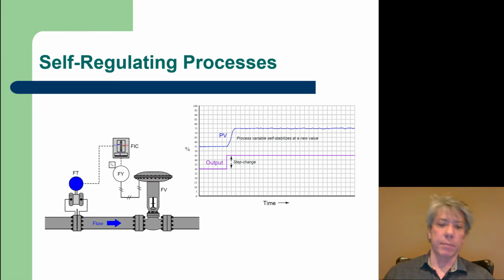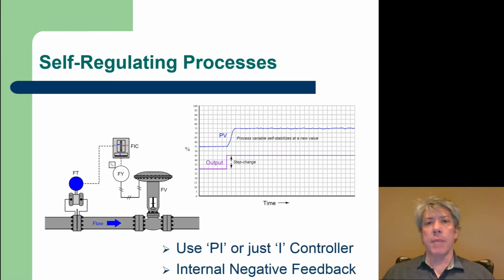reducing the flow rate. Now this type of process, a self-regulating process, can use either a proportional integral or often just a simple integral controller. And if you think about it, you'll realize why this is. A proportional only controller would not work because there would have to be some error.